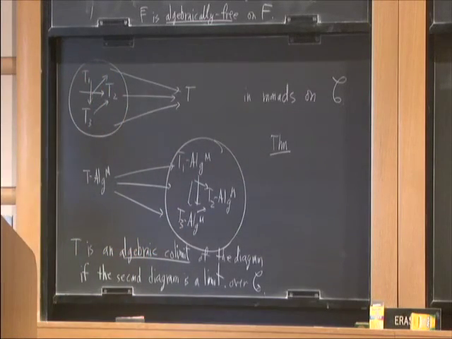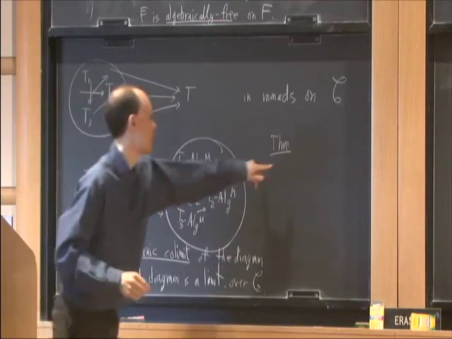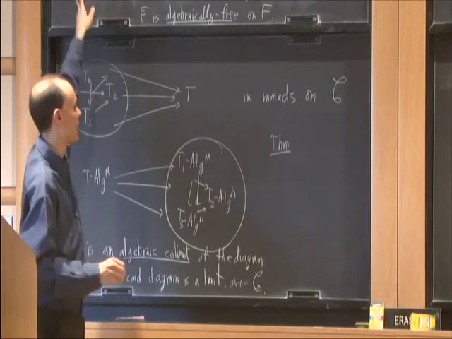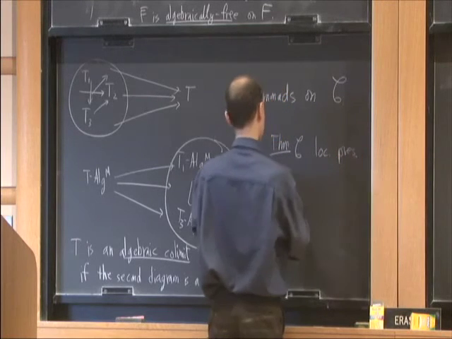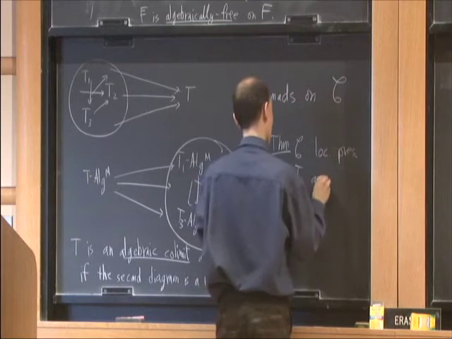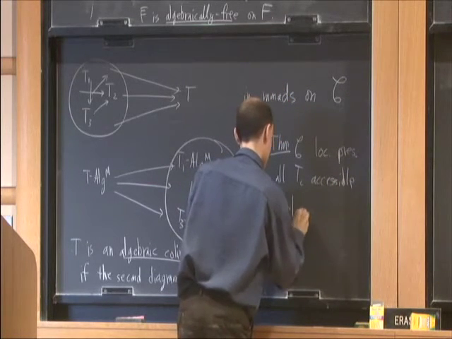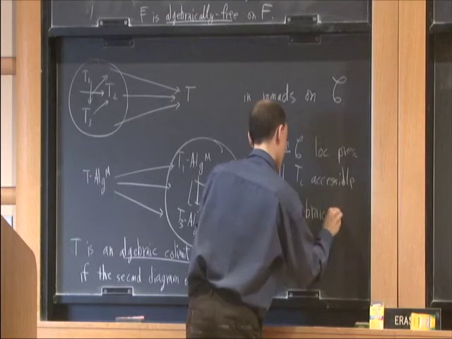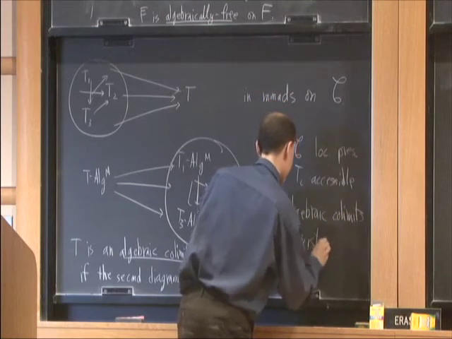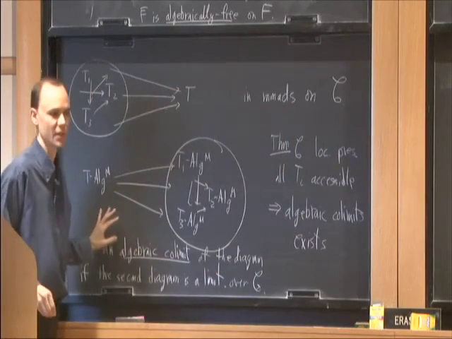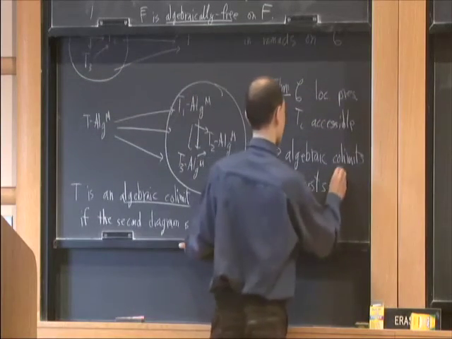That's a discussion for another day. So this is another theorem, which is in Kelly's huge paper, which is that if C is locally presentable and all the T_i are accessible, then algebraic colimits exist. So given the diagram, there is some monad T with a cocone with this property. Again, accessible.